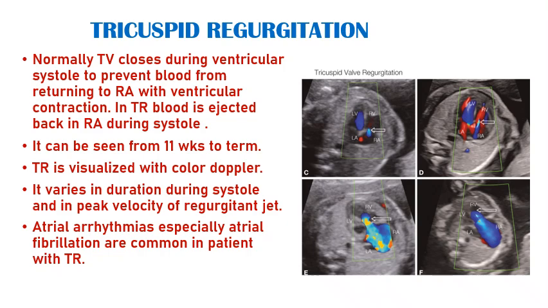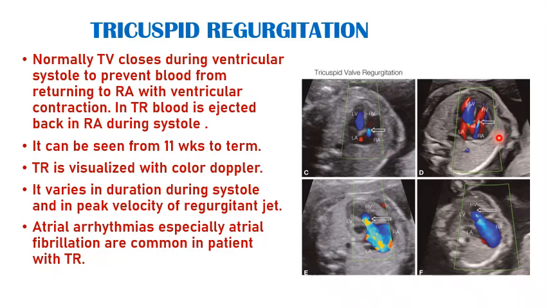Normally, the tricuspid valve closes during ventricular systole to prevent blood from returning to the right atrium with ventricular contraction. In tricuspid regurgitation, blood is ejected back into the right atrium during systole. It can be seen from 11 weeks up to term. Tricuspid regurgitation is visualized with color Doppler.